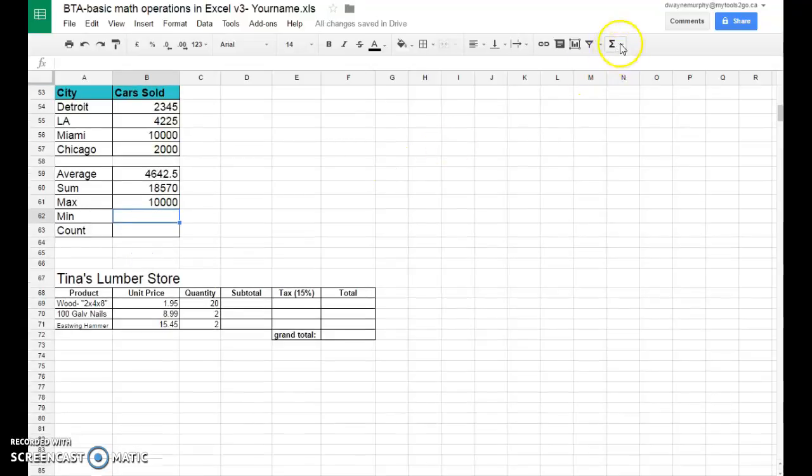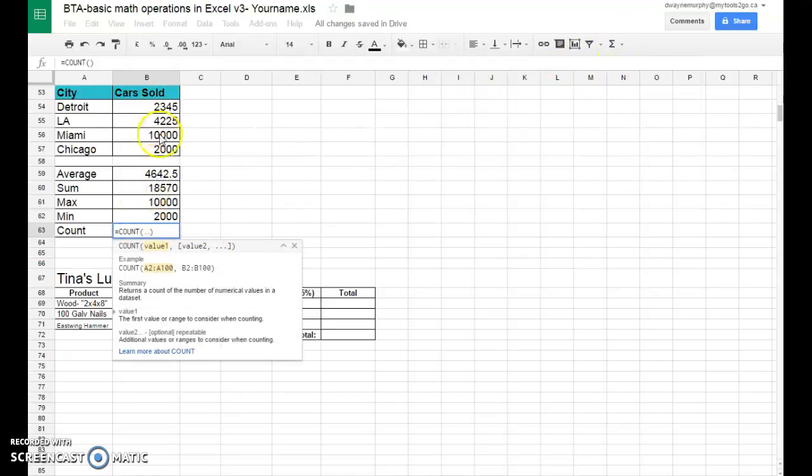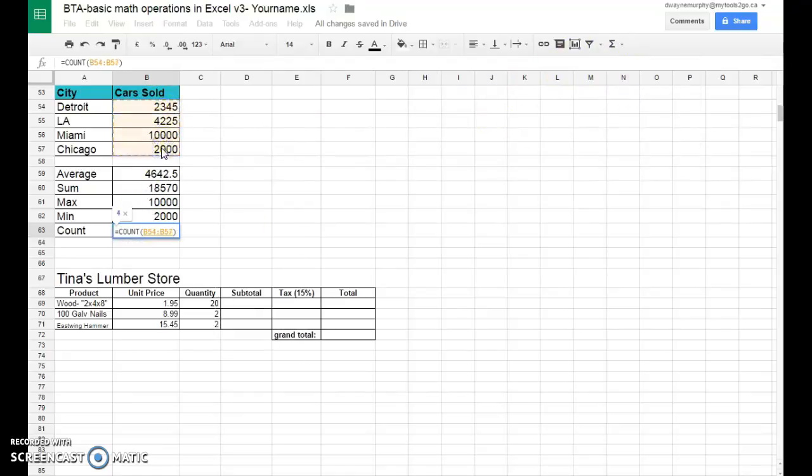Min, minimum, what's the minimum number? There's a function there for it. So in a way, you don't even have to type it out. And then count is a function that counts how many values are in a certain range. Now there's 4 values here, but we'll do it anyway. You might say, why would I want to do that? Well, if you have 10,000 rows of data and you want to count how many values are in those 10,000 rows, let the computer do it.